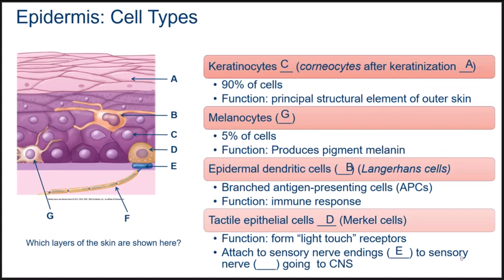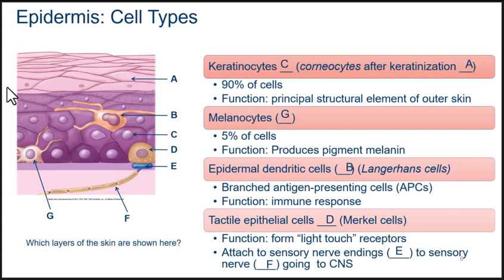By doing so, they form these structures that serve as light touch receptors. So your ability to perceive light touch if someone touches you lightly is because these Merkel cells have formed a connection with these sensory nerve endings here, which then connect through nerves to our central nervous system, allowing us to process, oh, somebody just brushed their elbow against me.